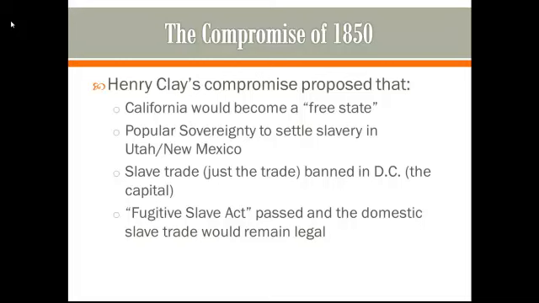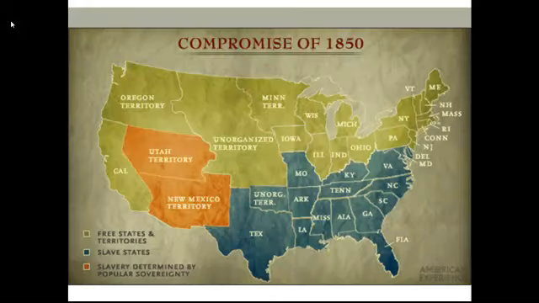The slave trade would also be banned in the nation's capital, though slavery would still be legal, but just not the buying and selling of slaves. And then finally, for the South, Henry Clay promised the passage of a Fugitive Slave Act, which would basically allow for the South to have a lot more leeway in keeping and capturing escaped slaves, and also assurances that the slave trade in the United States would in fact remain legal. And so this is the map of the compromise.